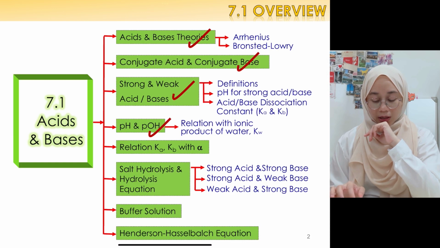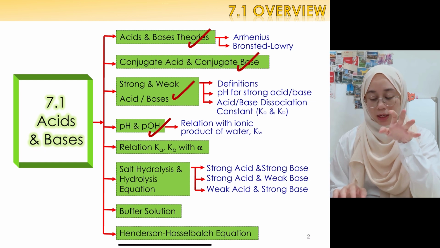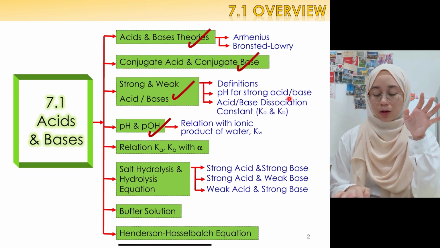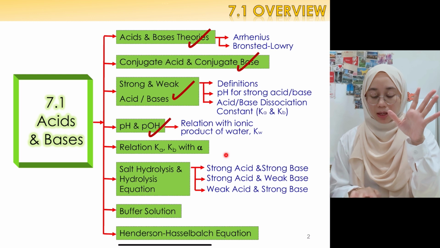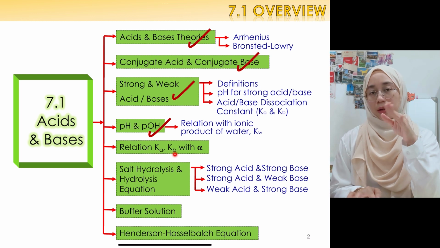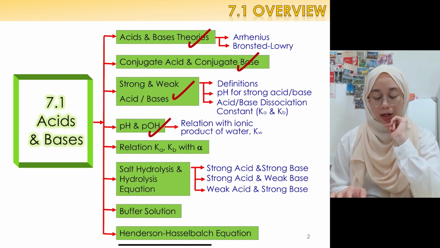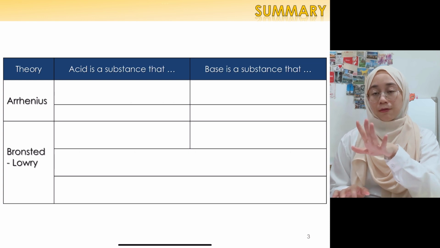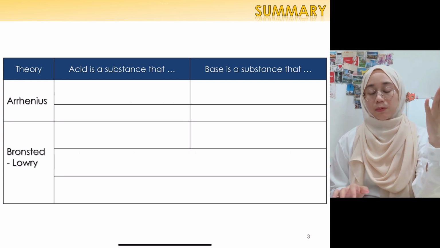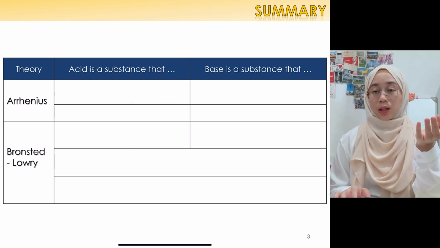so nanti hari ni kita nak tengok yang ada a few things lagi lah, lebih kepada dissociation constant untuk weak acid, weak base, and also relationship of Ka, Kb kepada alpha sebenarnya. Okay, but then let's try and have a look at the things that we have learned in previous video dahulu. First, kita tengok in terms of theory dahulu.